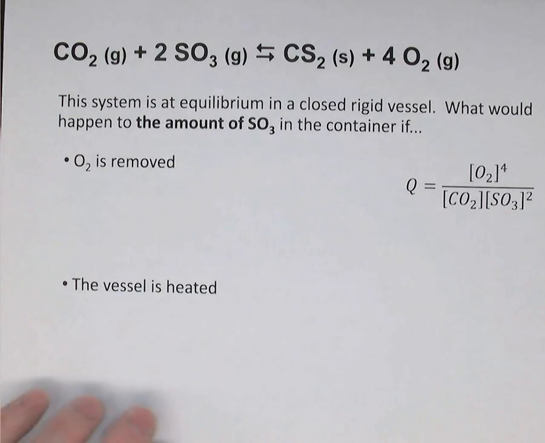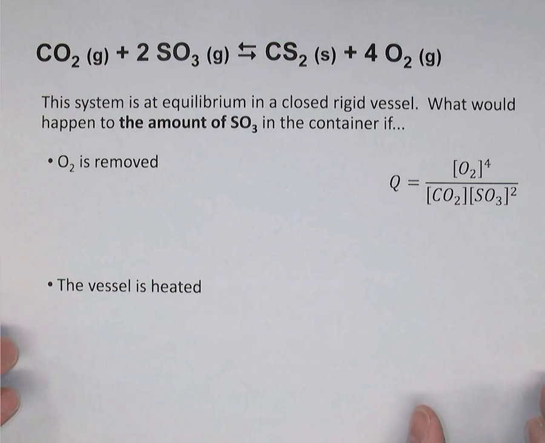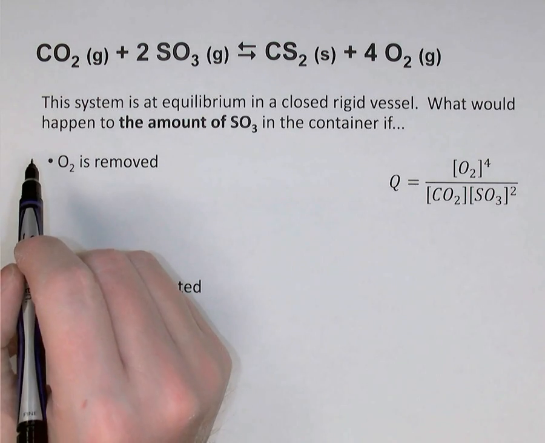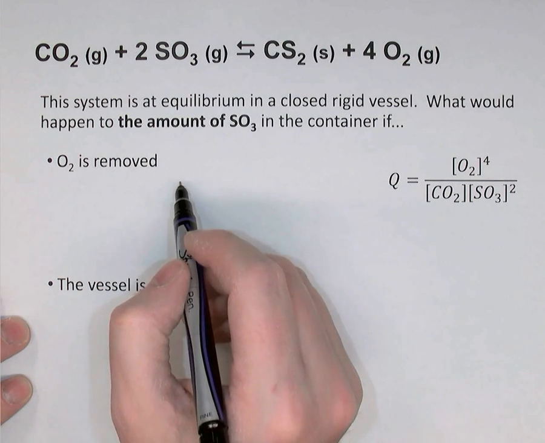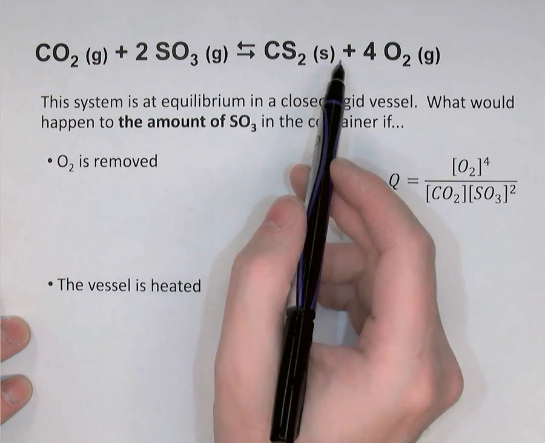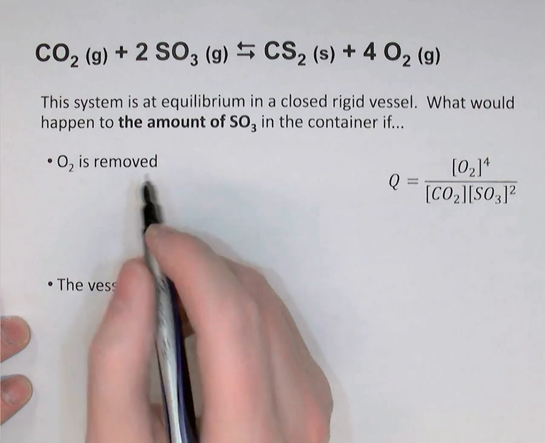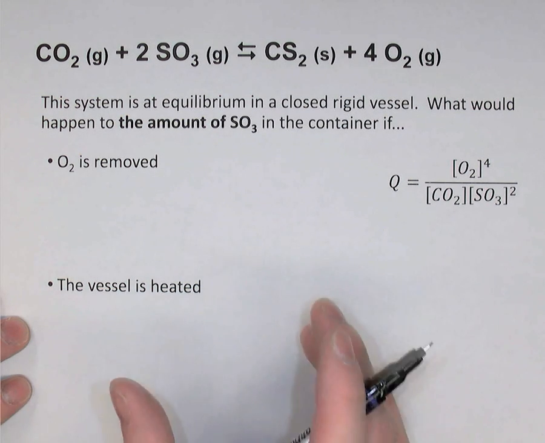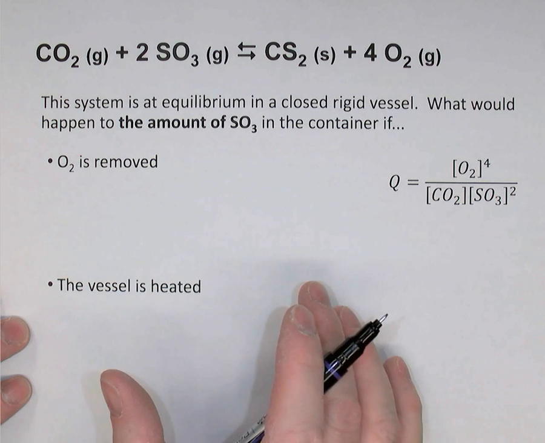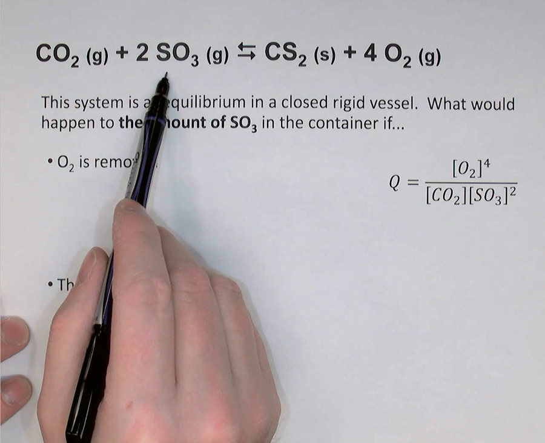All right, so here's two more stresses. Pause the video and see if you can explain what happens if oxygen is removed. So using a kinetics approach, we'd say removing oxygen decreases its concentration. Therefore, that will slow down the reverse reaction. Oxygen is a reactant in the reverse reaction. So the reverse rate slows down. Now the forward rate is greater than the reverse rate, and so we get a forward shift. A forward shift means there'll be less SO3 in the container. How's that?